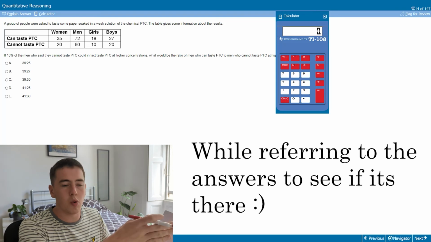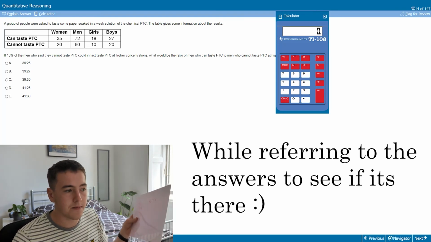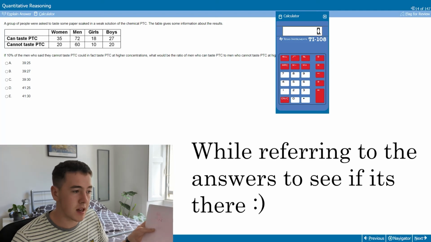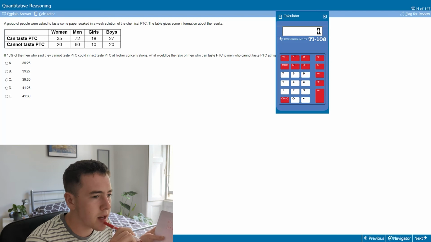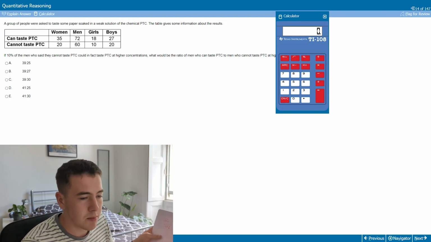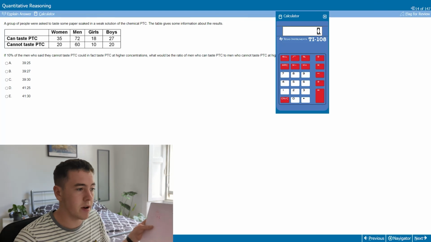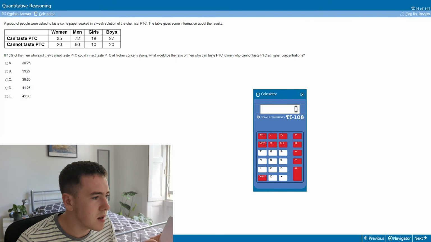Notice how I'm referring both to the answers and to the calculator at the same time, because the answers are giving me, if I'm doing this right anyway, I think I'm doing this right. The answers can pretty much help me through the question by referring to them. Let me just see if these divide by anything in common.